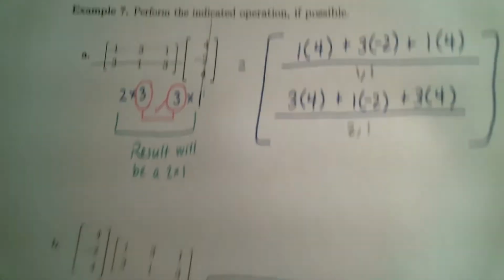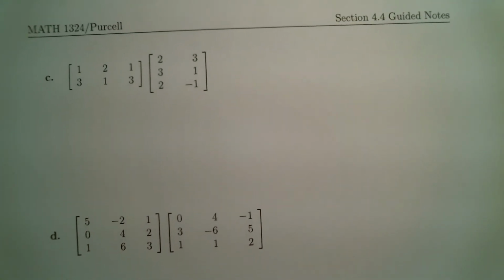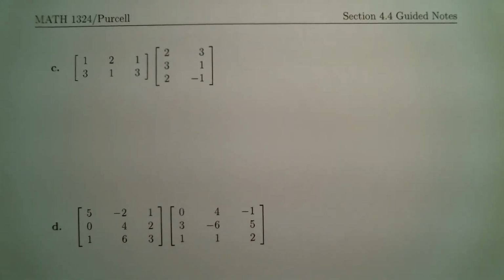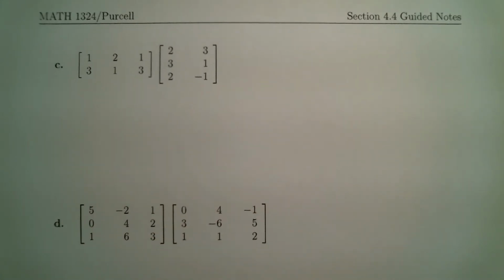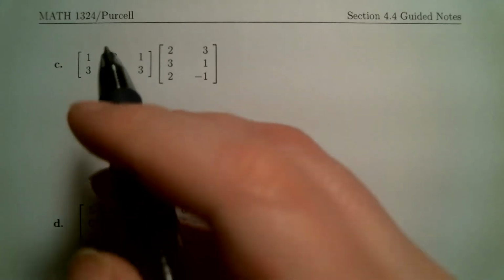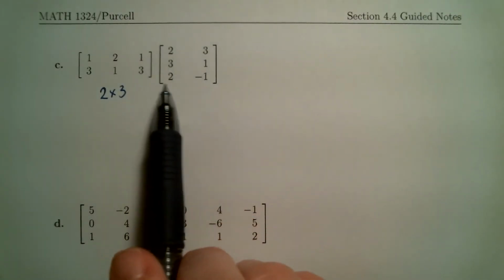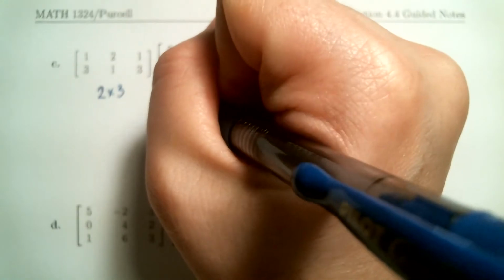Okay, so example 7C, where we are still multiplying two matrices together so you can get the hang of this. Here we go. Here are our two matrices. First thing we're going to do is make sure we can actually perform this multiplication. So we are going to write down dimensions, okay? This first matrix has 2 rows and 3 columns, so this is a 2 by 3 matrix. The second matrix there has 3 rows and 2 columns.